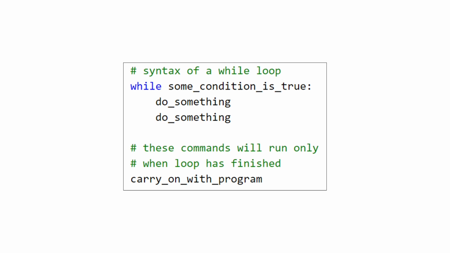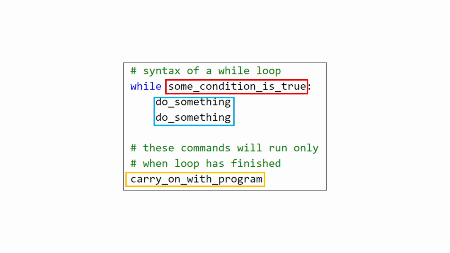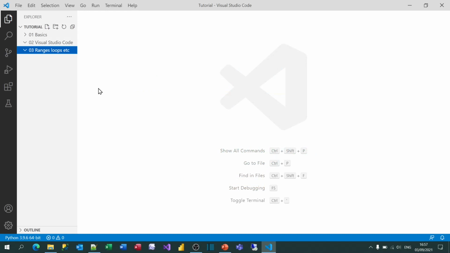The syntax of a while loop is you continue doing something while a condition is true. And for as long as that condition remains true, you keep executing all the statements which are indented after it. When the condition is no longer true, you carry on with the rest of the program. So let's see how this relates to Python. What we're going to do to begin with is to create a program to list out the first few even squares. So I'll create a new file and we'll call it list even squares.